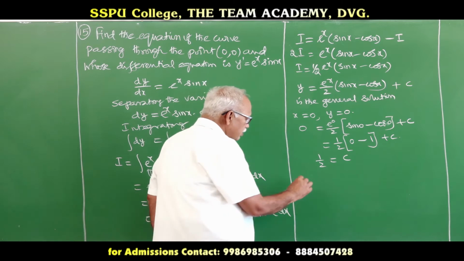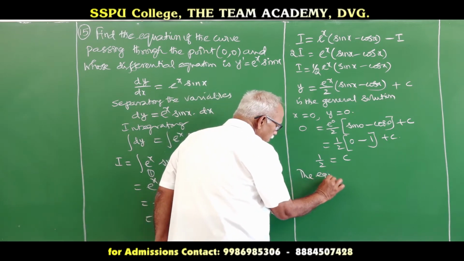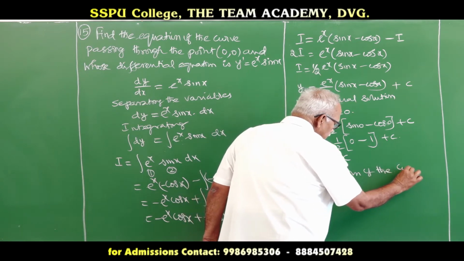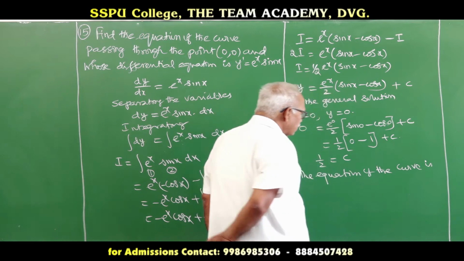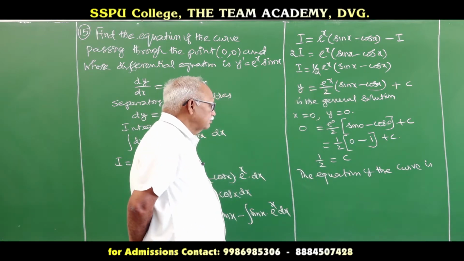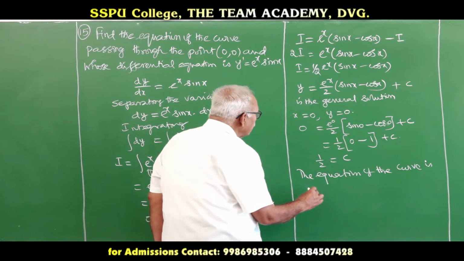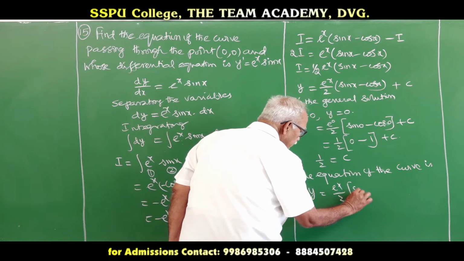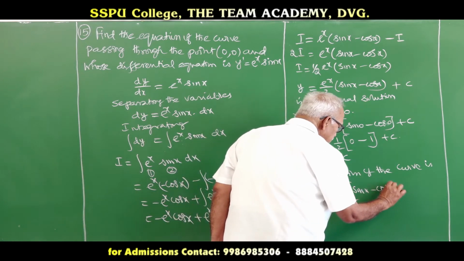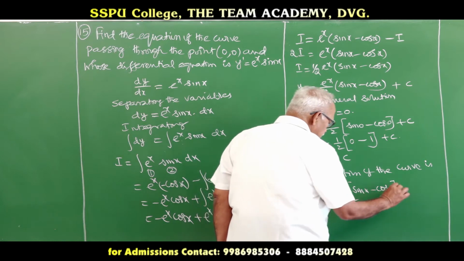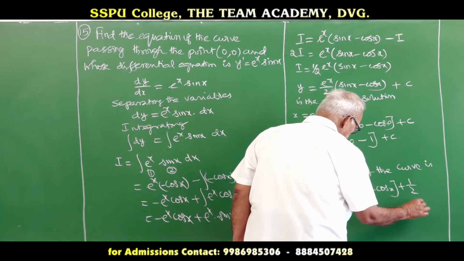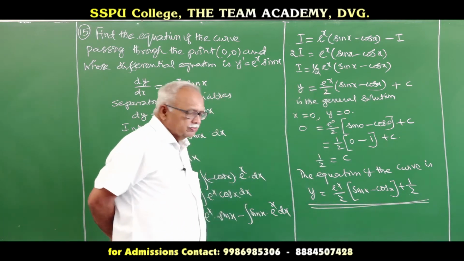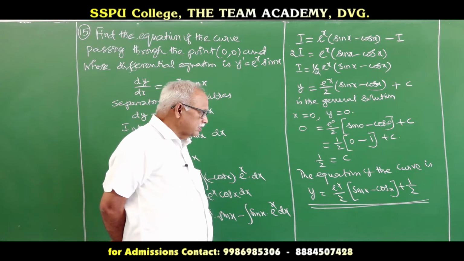So, the equation of the curve is y is equal to e^x/2 into (sin x minus cos x), and c is also 1/2. So, this is the equation of the curve: y = e^x/2 (sin x minus cos x) plus 1/2.